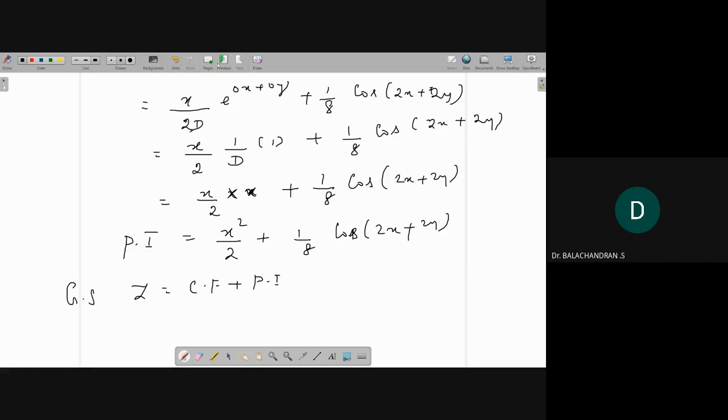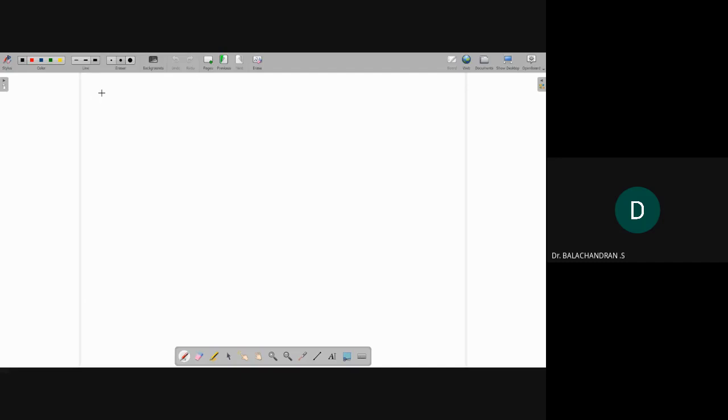Okay. Now I'll give one practice problem, so try to get the answer for this practice problem. D square minus 3 D dash square plus 2 D dash into z equals e power 2x minus y plus e power x plus y. So try to get the answer for this problem.